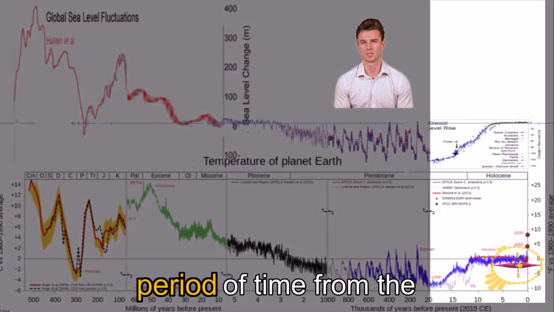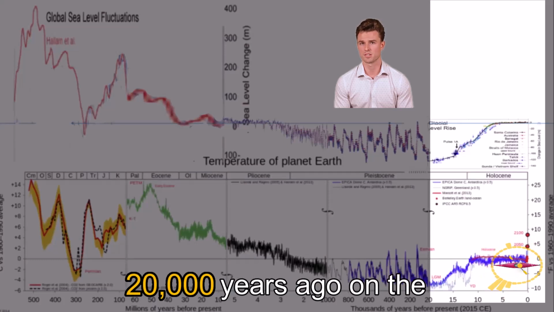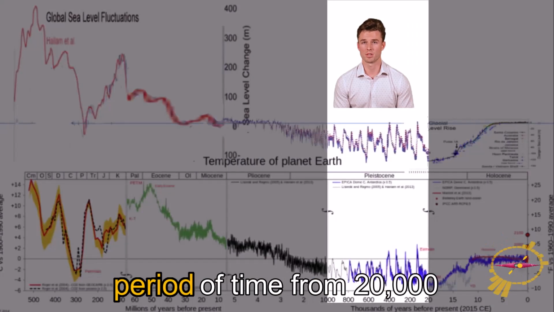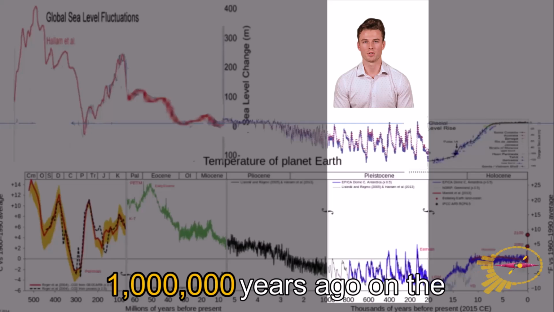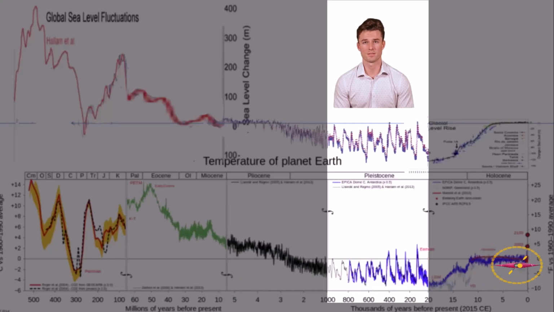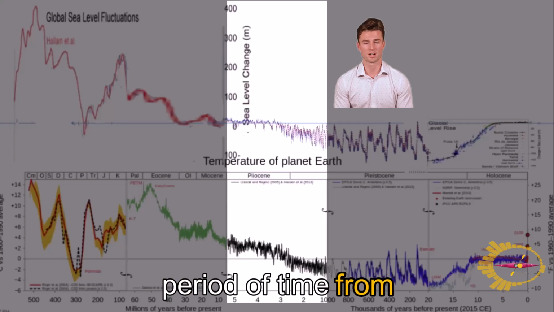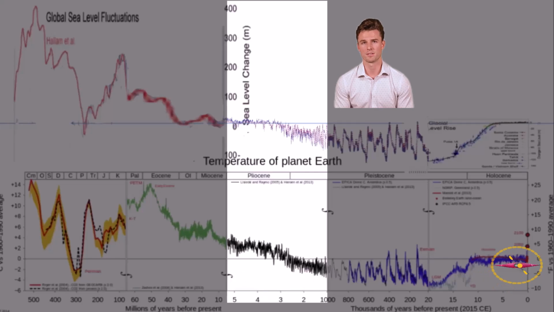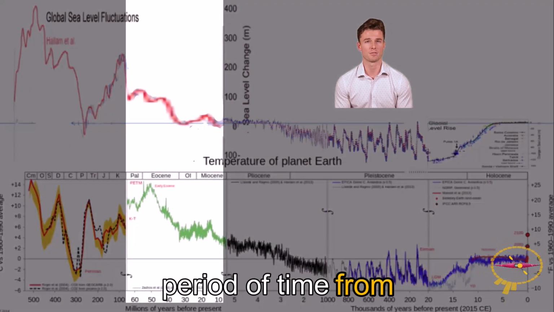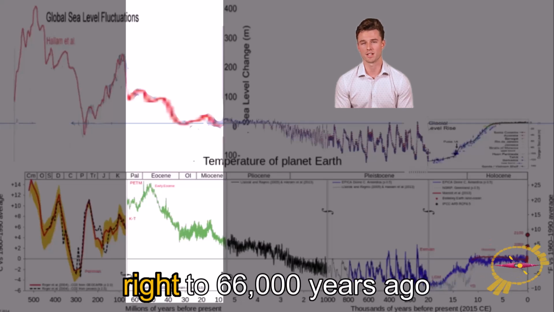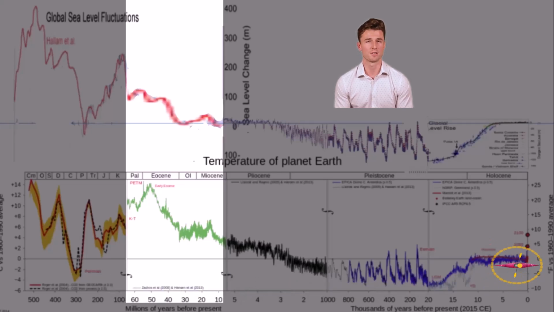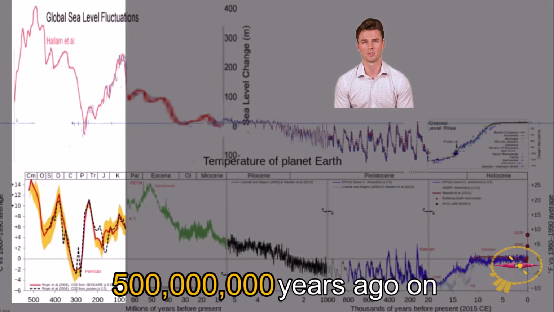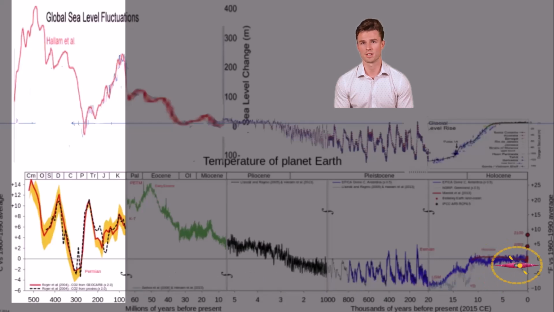The first panel covers a period of time from the present on the far right to 20,000 years ago on the left side of the panel. The second panel covers a period of time from 20,000 years ago on the right to 1 million years ago on the left. The third panel covers a period of time from 1 million years ago on the right to 5.5 million years ago on the left. The fourth panel covers a period of time from 5.5 million years ago on the right to 66 million years ago on the left. And the fifth panel covers a period of time from 66 million years ago on the right to 500 million years ago on the left.